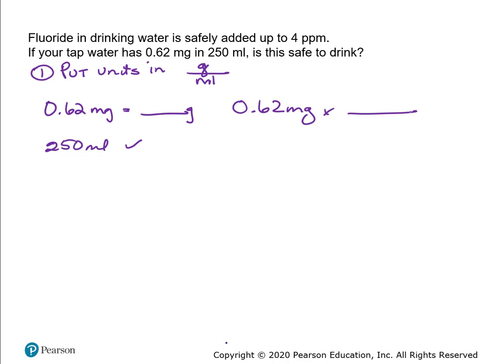So in doing this one, make sure to convert the mass to grams. So this one, grams and milligrams. Anytime you have milli, milli gets the 1,000, grams gets the 1. 0.62 divided by 1,000 gives me the mass amount.